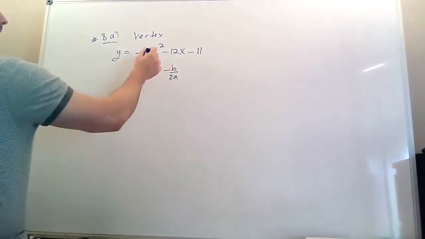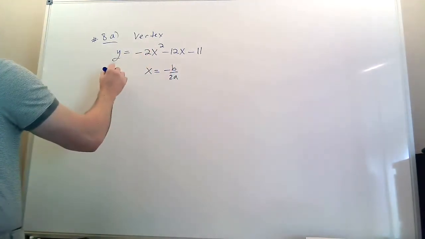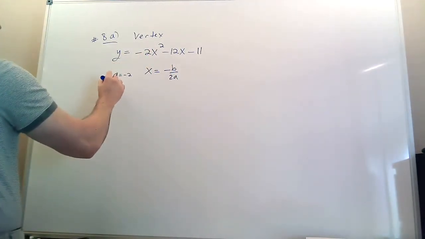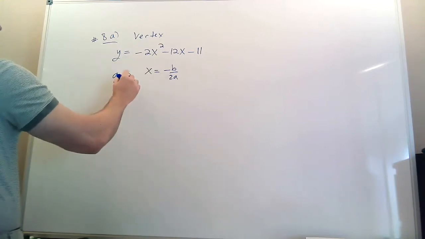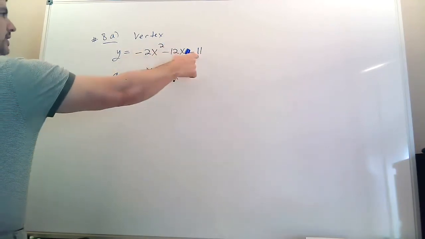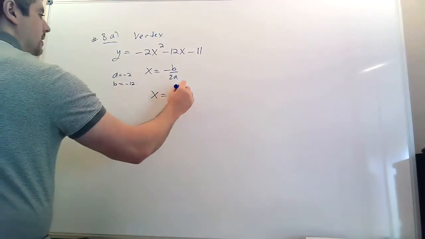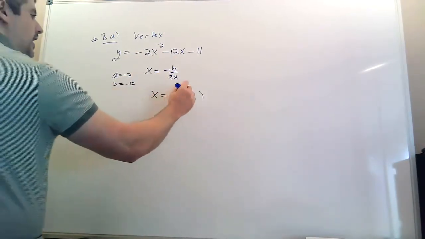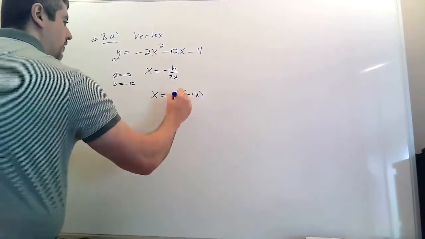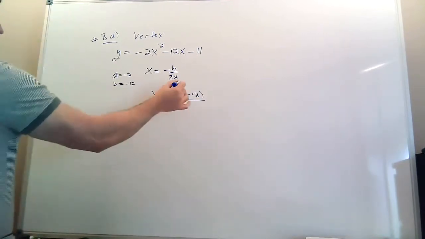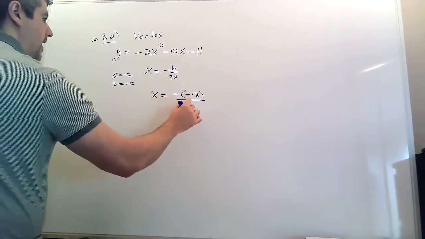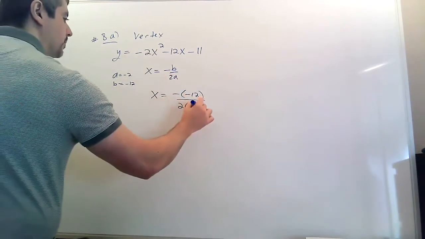So what's b and a? Well, a is the number in front of the x squared. It's -2. B is the number in front of the x. It's -12, right? A, B, C. We don't need C here. So negative b, but the problem is b is -12. So be very careful with your signs. I see people massacre this question because they butcher their signs. And then a is -2.